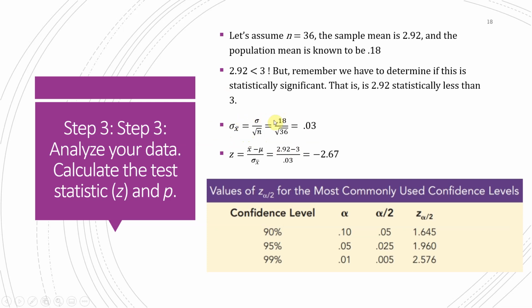So let's just plug in our values. 0.18 divided by the square root of n is 0.03. So this is our standard error, the standard deviation of the sampling distribution. Let's continue to plug values in. To get this test statistic, our z value, we just find the difference between our sample mean, our point estimate, which is 2.92, minus the mean of the population, which is 3, and divide by that standard error of 0.03. We get negative 2.67. So that's our test statistic.